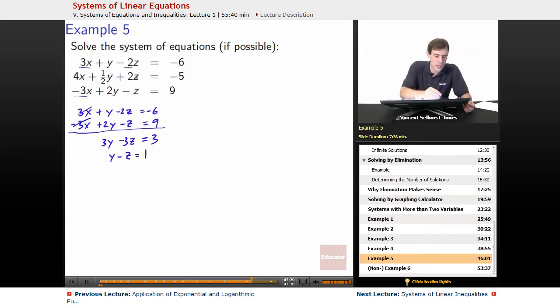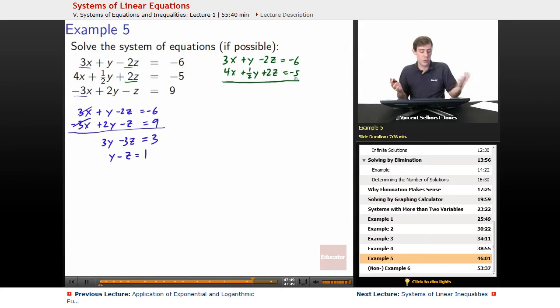And now we also might see, oh hey, there's a negative 2z here, there's a positive 2z here. We can add those ones together as well. 3x plus y minus 2z equals negative 6, and 4x plus 1/2 y plus 2z equals negative 5. Now, if you wanted to, you could have gone to substitution from the beginning once you had y minus z equals 1, but I decided to start with elimination because I saw these things that could cancel out easily. 3x plus 4x is 7x, plus 1/2 plus 1 becomes 3/2 y, and negative 6 plus negative 5 equals negative 11.